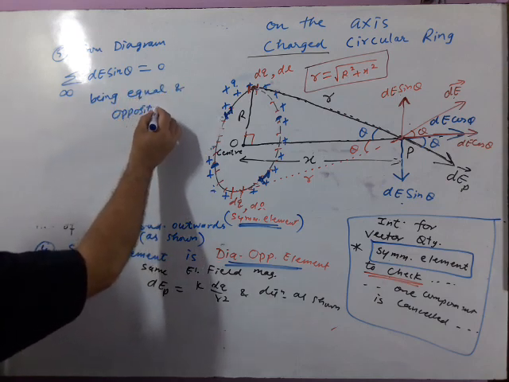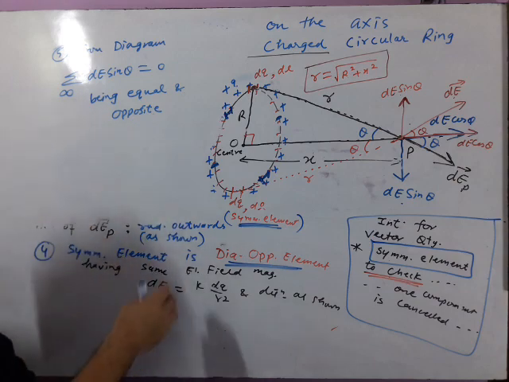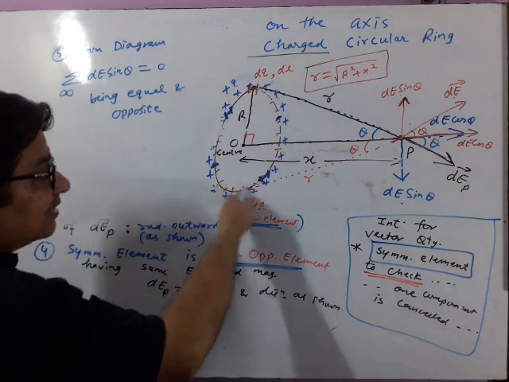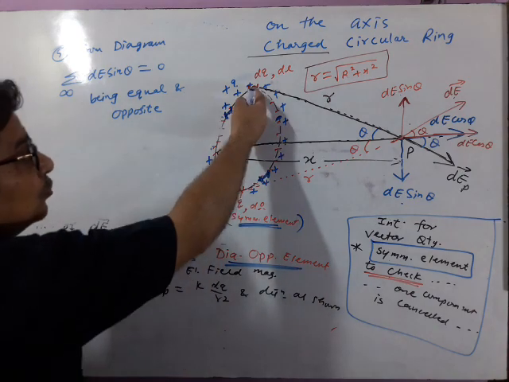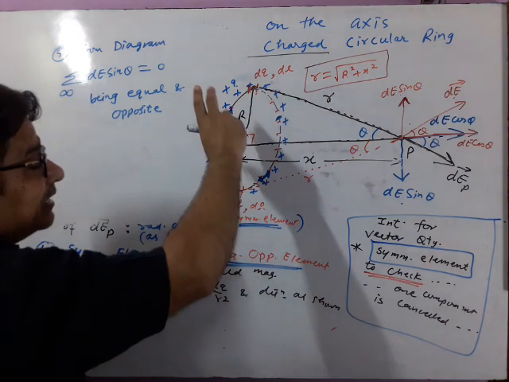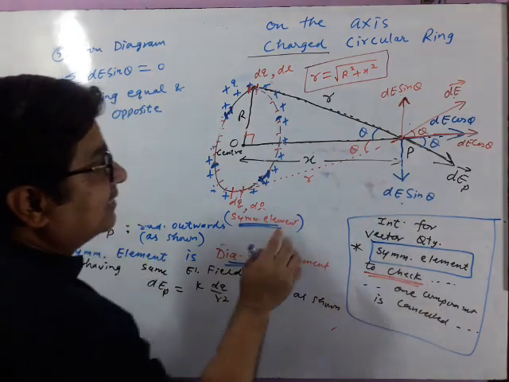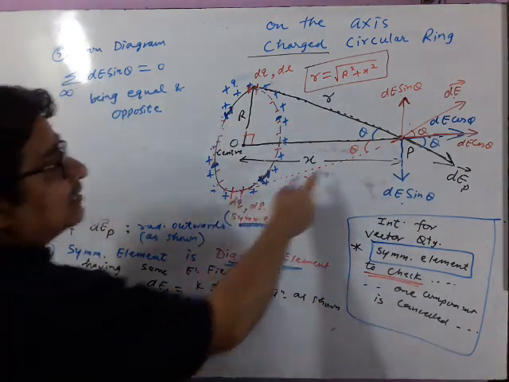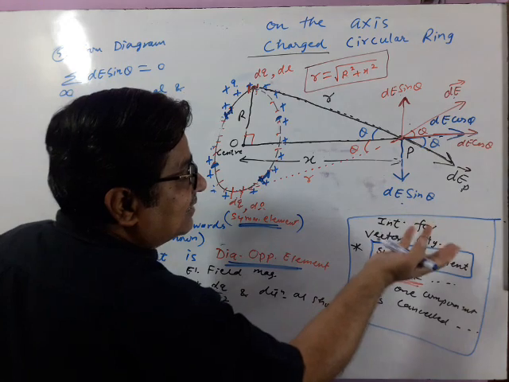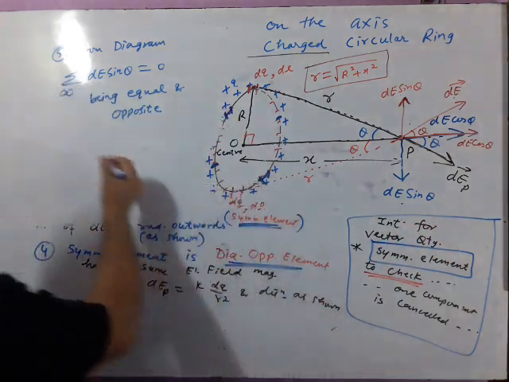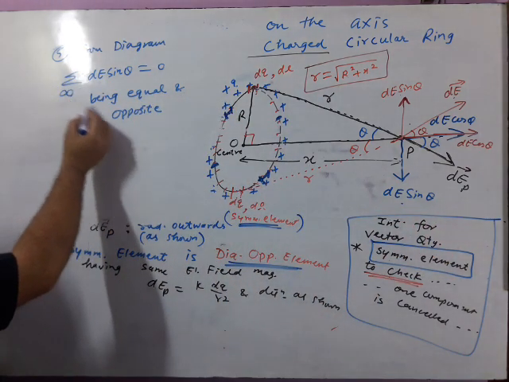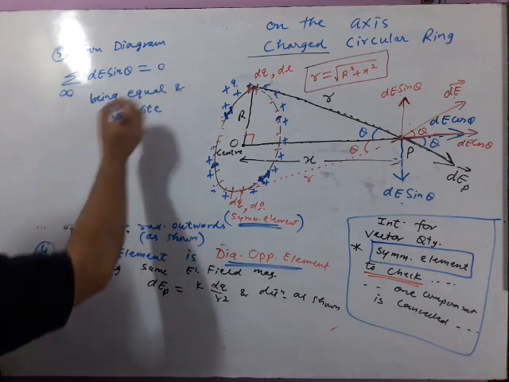Remember, we have considered infinite elements of the ring. So two elements are making pairs, and all the infinite sine components are cancelled. Like these two elements, sine components are equal and opposite, so they cancel. For the next two, again these infinite sine components are equal and opposite, and all are cancelled.